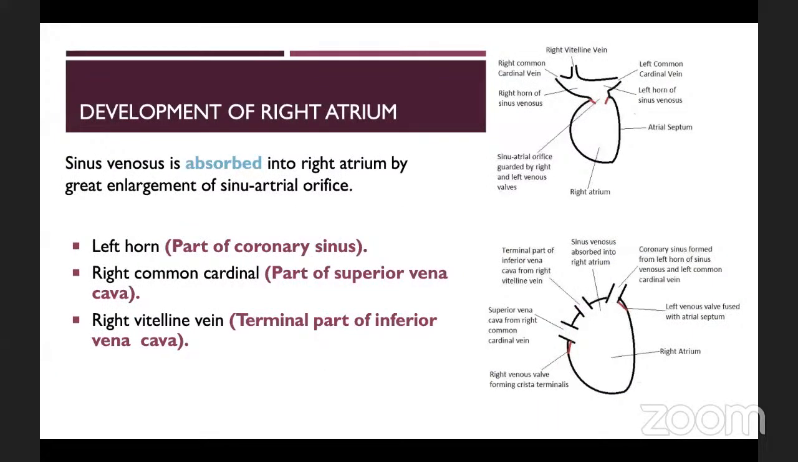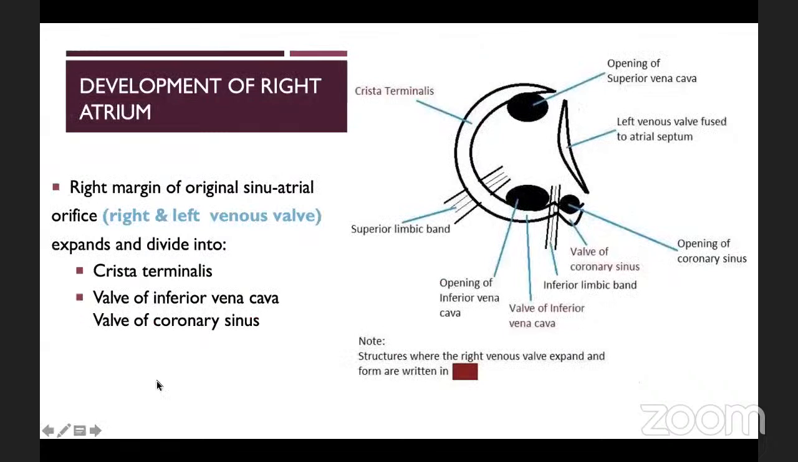Development of the right atrium. The sinus venosus is absorbed into the right atrium by great enlargement of the sinoatrial orifice. The left horn becomes part of the coronary sinus, the right common cardinal becomes part of the superior vena cava, and the right vitelline vein becomes the terminal part of the inferior vena cava. At the right margin of the sinoatrial orifice, the right and left venous valves expand and divide into the crista terminalis, the valve of the inferior vena cava, and the valve of the coronary sinus.